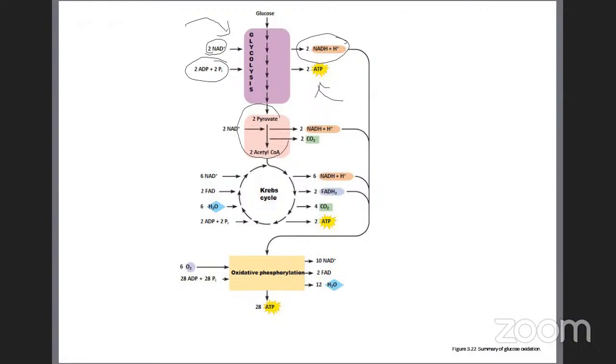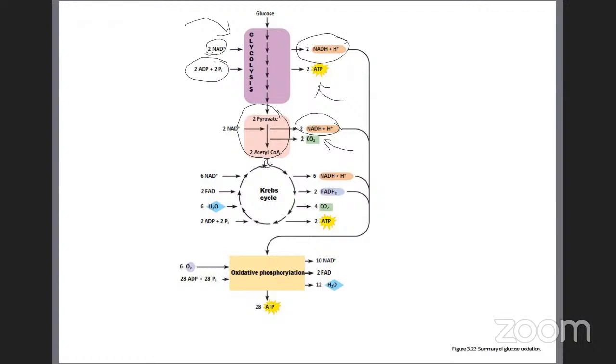Our carbon is now in the form of pyruvate, which is going to move into the mitochondria. It's going to join up with some CoA to form acetyl-CoA. In this process, it's creating some more reduced electron carriers. And we're also giving off some carbon dioxide as we peel off a carbon from each of those pyruvate molecules and go down from a 3-carbon molecule to a 2-carbon molecule. The acetyl-CoA goes into the Krebs cycle.